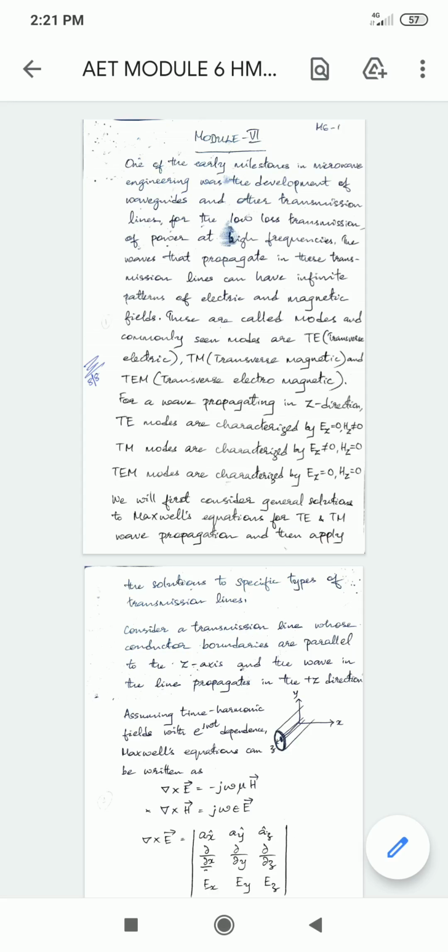Hi all, in this class we can see what a parallel plate waveguide is. Before that, we can derive the general solution for a waveguide. So first we can see what a waveguide is.